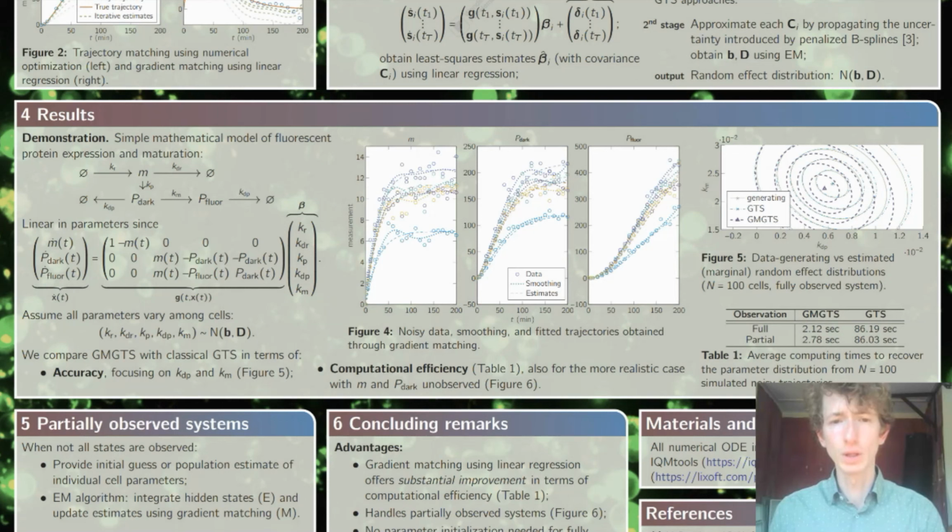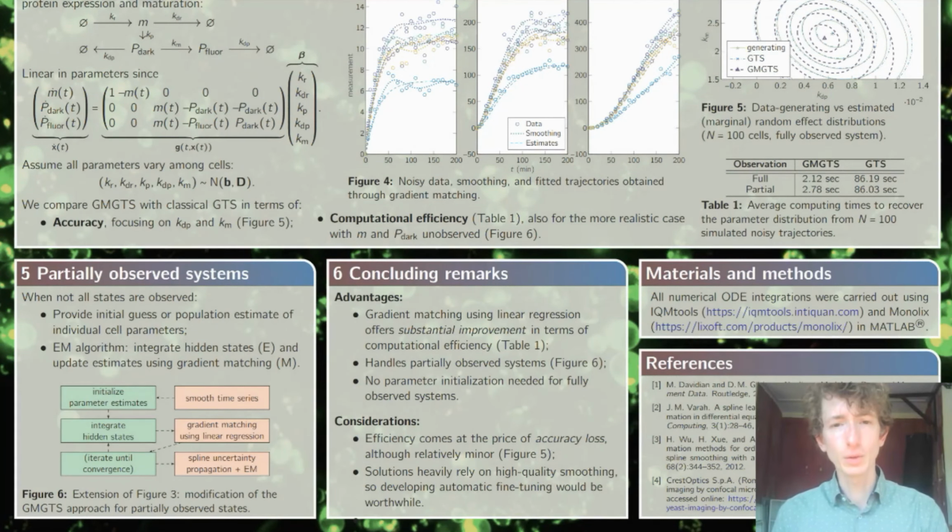Figure 4 shows some sample data as circles, B-spline smoothing as dotted lines, and the fitted trajectories as dashed lines. We compare the two implementations in terms of accuracy and computing time. Figure 5 shows the inferred joint distribution of KDP and KM, as well as the ground truth, to visualize the small loss in accuracy for the GMGTS method. However, as we can see in Table 1, the computation time is over 30 times shorter for 100 simulated cell trajectories, even when mRNA and dark protein are hidden.